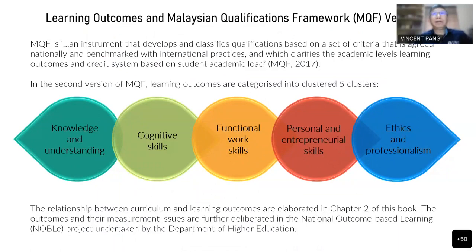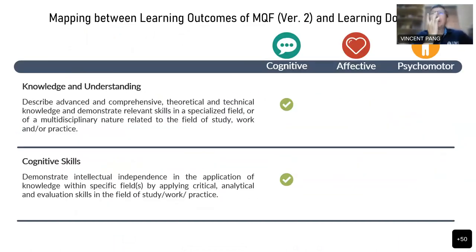Okay, I believe that you are very familiar with these 5 clusters now. We will skip this slide. These 5 clusters all together, if you break it down, there are 11 outcomes, 11 domains from the 5 clusters. And each of these domains can be mapped to either cognitive, affective, or psychomotor.